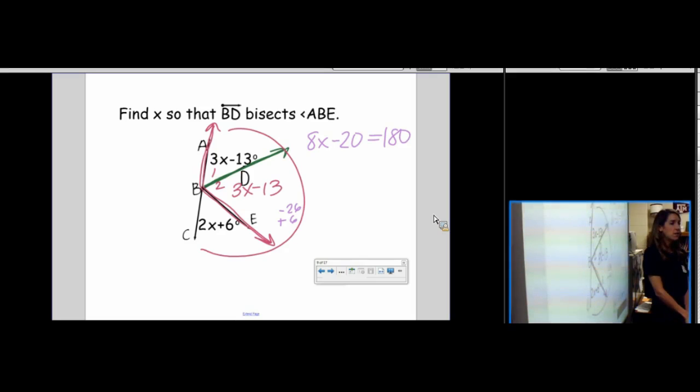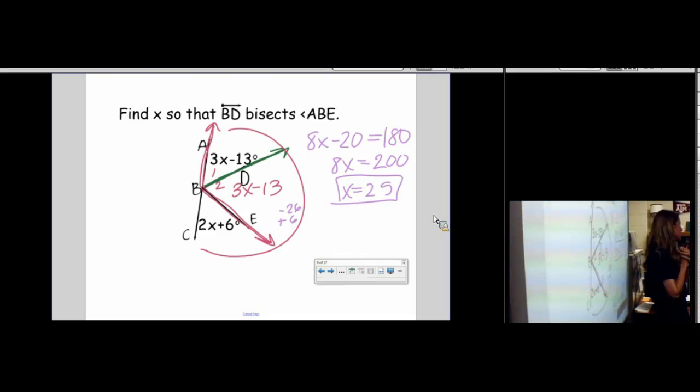So you might have just done some, that was a lot of things to combine and to move around. You might have just had some algebra glitches. 8x equals, what's 180 plus 20? 200. X equals 25. 200 divided by 8. The answer is 25. Could you do that again tomorrow?